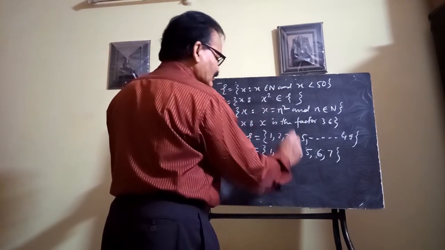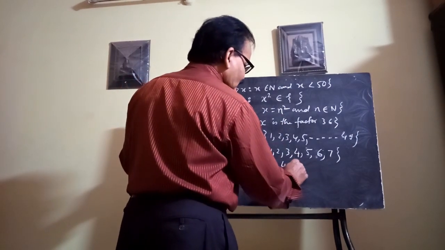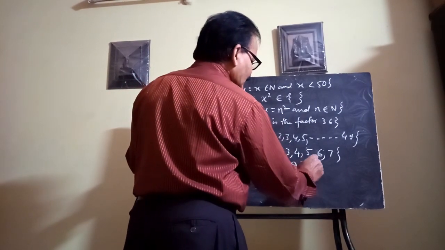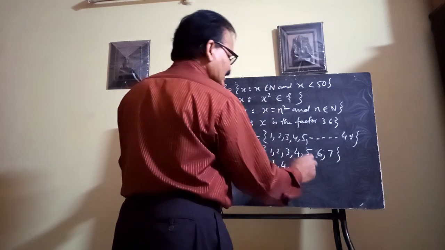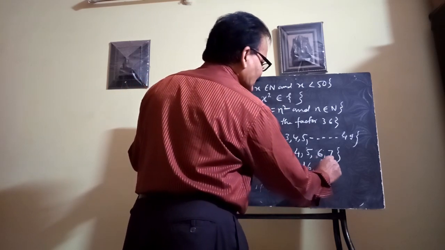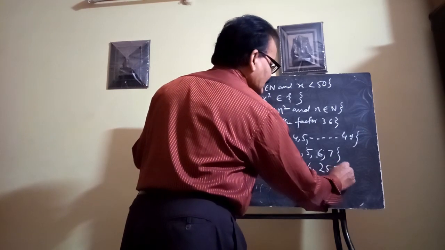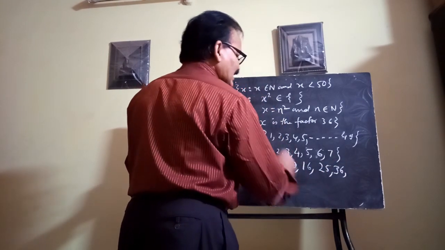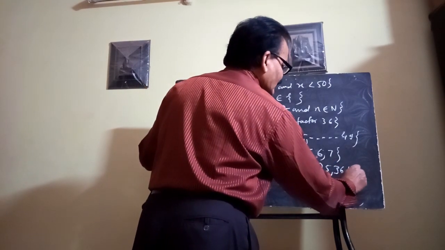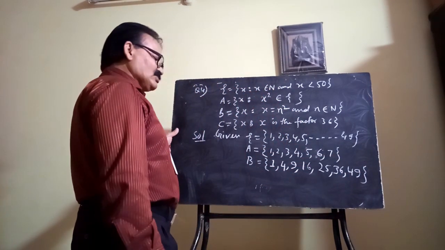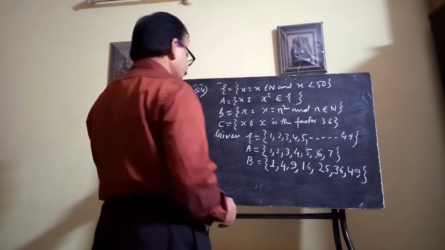If you take n equal to 3, then n square will be your 9. If you take 4, then it will be 16. If you take 5, this will be 25. Then if you take 6, this will be 36. If you take 7, this is your 49. So this much are also the elements of your set B.